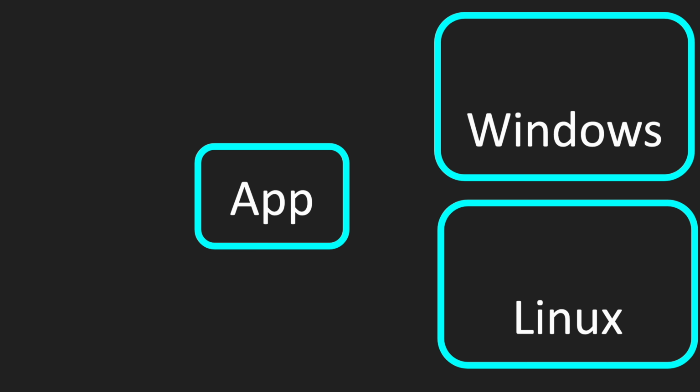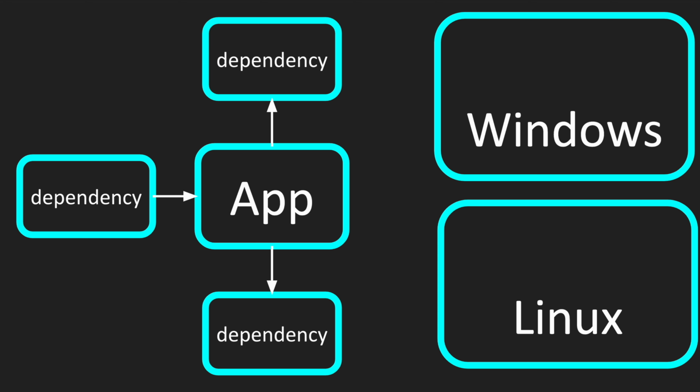Docker is a containerization tool that makes it easy to run and deploy applications. So for example, let's take a very simple example. Let's say we have an app which we need to deploy to two machines. One machine is using the Windows operating system and another one is Linux. And the app has three dependencies.